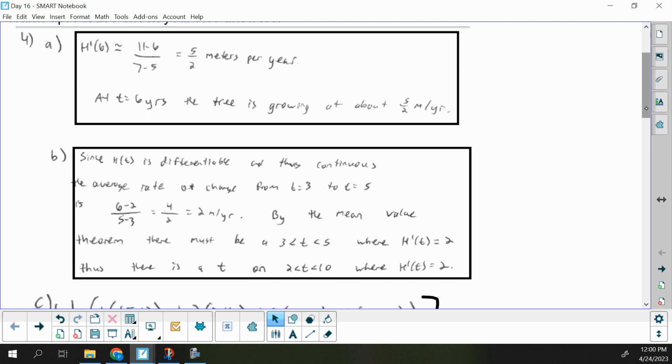So we wanted to estimate capital H prime of 6. The best way we can do that from the table is do a change in y over change in x. Make sure to use the points on either side of 6. We get 5/2 meters per year. And that means at 6 years, the tree is growing at about 5/2 meters per year. So you needed a sentence explaining that, and you needed the proper units in your explanation.